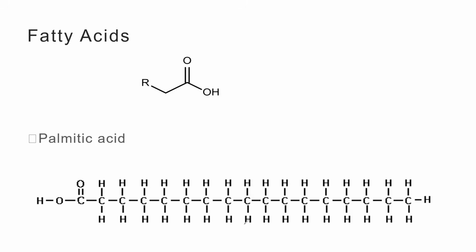Okay. Now, the palmitic acid is saturated. And what saturated means is that there are only carbon-carbon single bonds. There are no carbon-carbon double bond or carbon-carbon triple bond. Any hydrocarbon chain that has only carbon-carbon single bonds is said to be saturated. And one that has carbon-carbon double bond or carbon-carbon triple bond is said to be unsaturated. All right, good. So this is for palmitic acid.